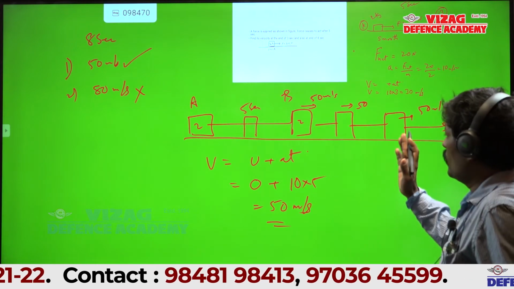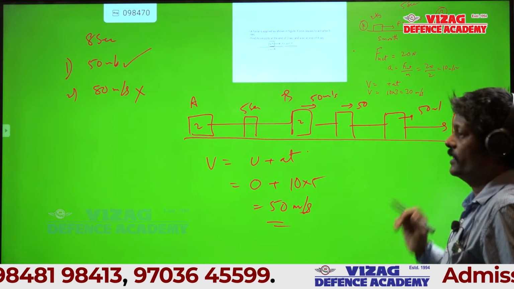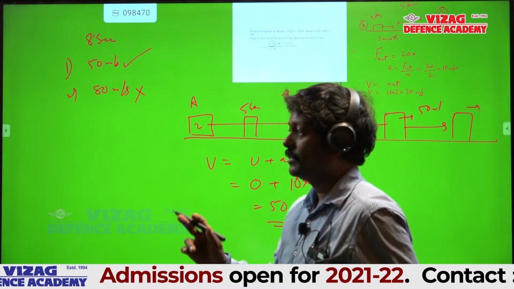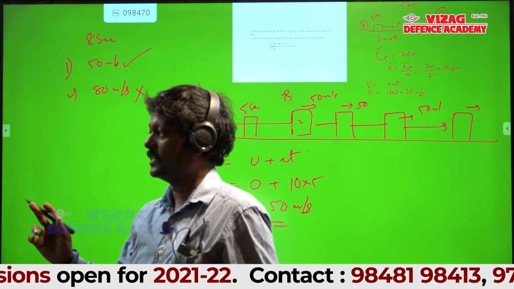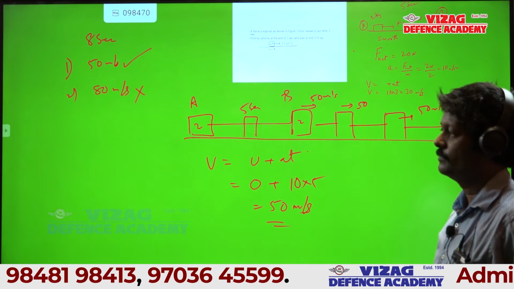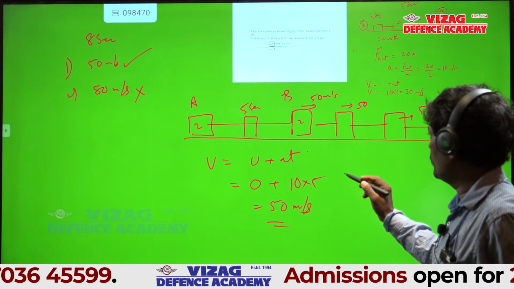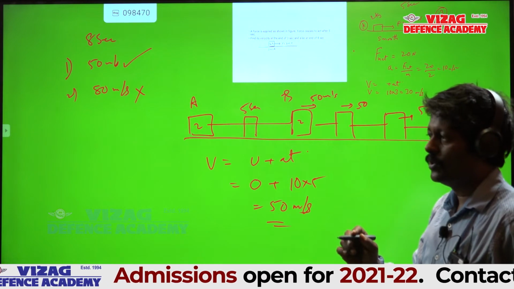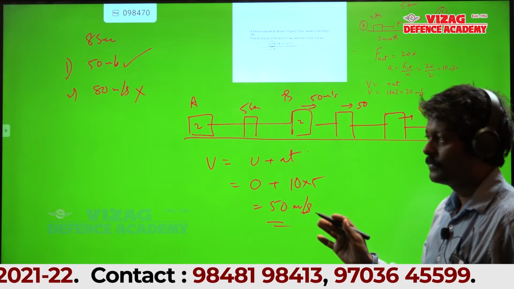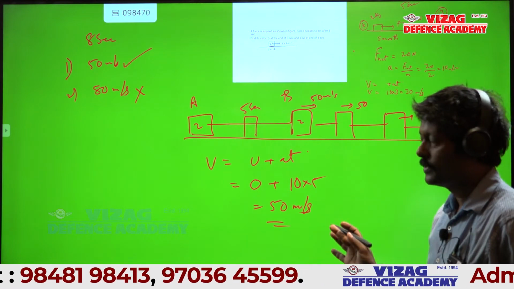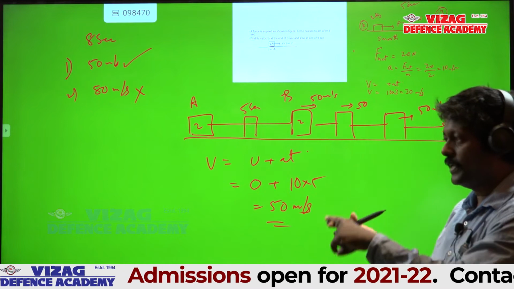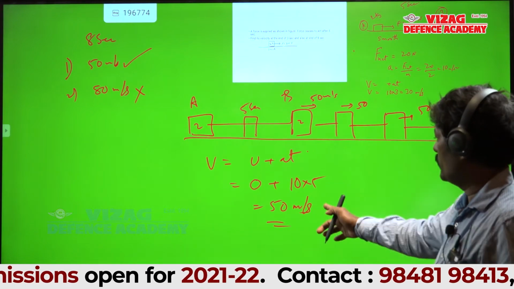What is the velocity at the end of 6 seconds? 60 meter per second. 50. Wait, I'll ask. Kaushik, only Kaushik should tell. Unmute and say. 50 meters per second. Very good. Because after 5 seconds there is no force. At the end of 6, at the end of 7, at the end of 8, at the end of 9, every time, 50 meter per second.